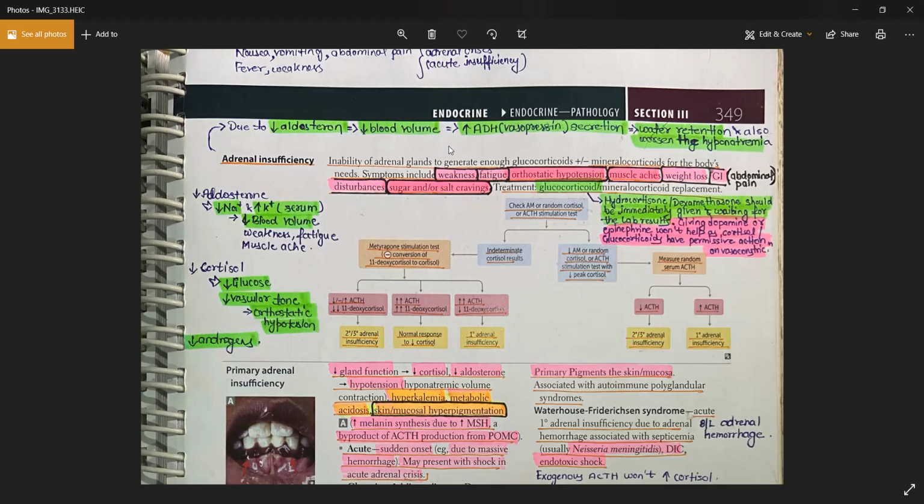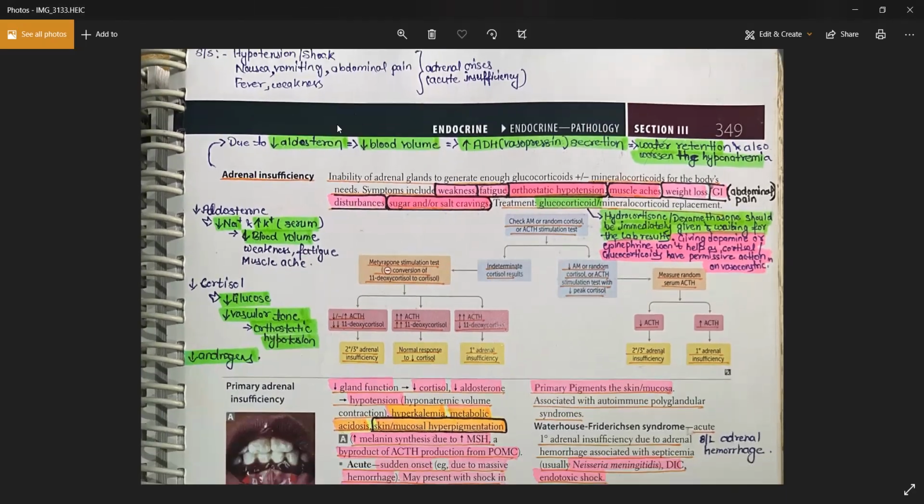Very important. So step one, whenever they give you a patient with a history of hypotension, shock, okay, with nausea, vomiting, abdominal pain, sometimes fever, weakness, okay, and along with any salt cravings, that 100% means that this is a case of adrenal insufficiency. So fever, nausea, vomiting, abdominal pain, along with the hypotension and shock. Just remember these 5 points. These are the main symptoms for the adrenal insufficiency. Okay.